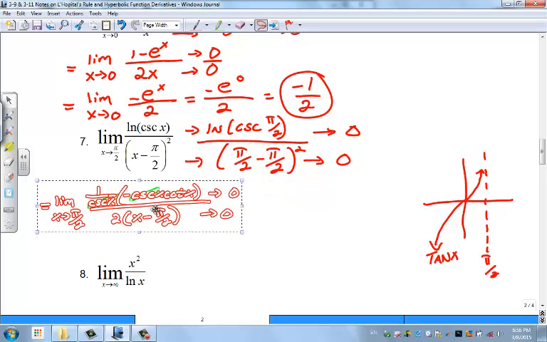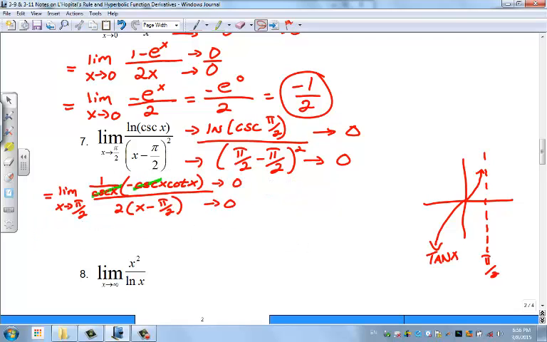So let me shrink this up a bit, move it up a bit, and we will do it again. So this is equal to the limit as x approaches pi over 2 of the derivative of negative cotangent x. Well, the derivative of cotangent x is negative cosecant squared x. So the derivative of negative cotangent x is cosecant squared x.